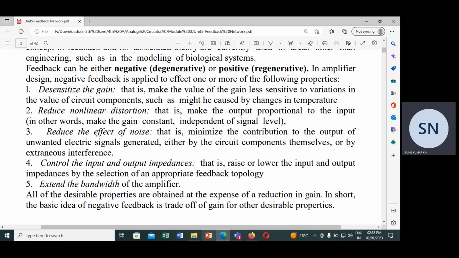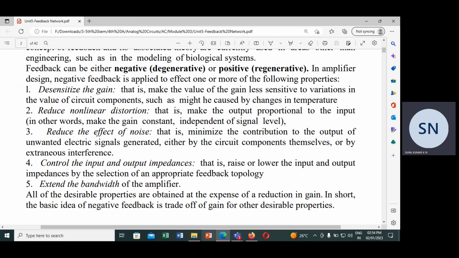So feedback amplifier increases the bandwidth of the amplifier. That is, it extends the bandwidth of the amplifier. Whatever the open loop amplifier is, suppose the bandwidth is 1 megahertz, upon employing the feedback network, the bandwidth may increase to 10 megahertz. That means the extension of the bandwidth is going to happen.